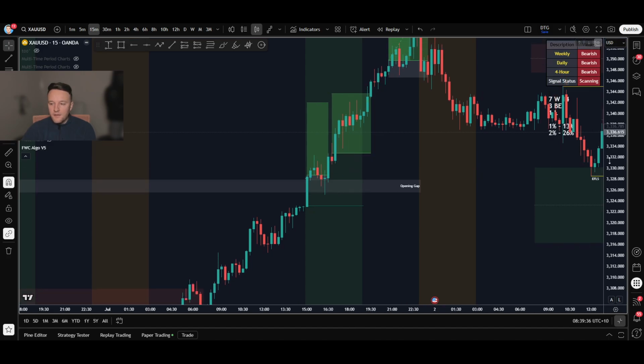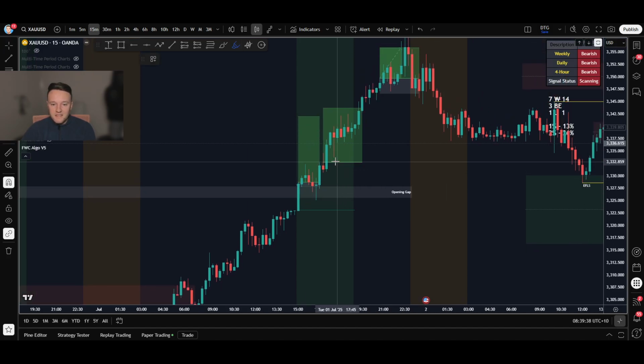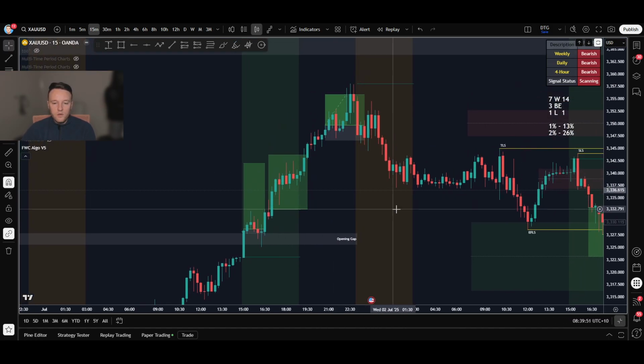Then another 15-minute buy signal right here. This was then we managed risk by moving stops underneath this bearish 15-minute candle closure. Then price just continued to push up. So that would have been a 1 to 2 risk reward ratio, just over 100 pips.